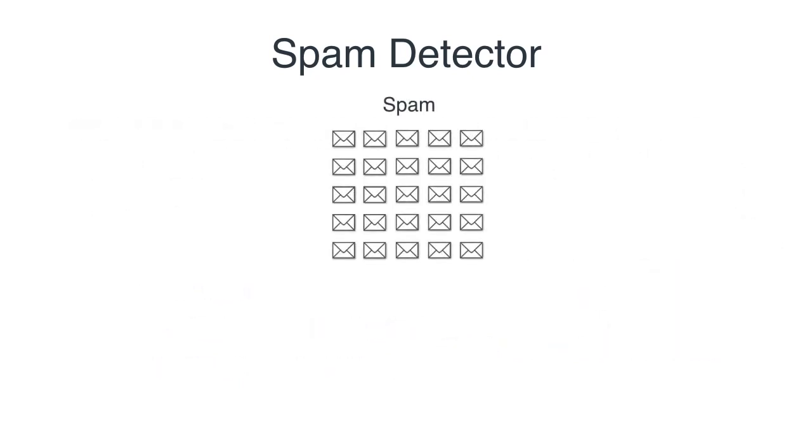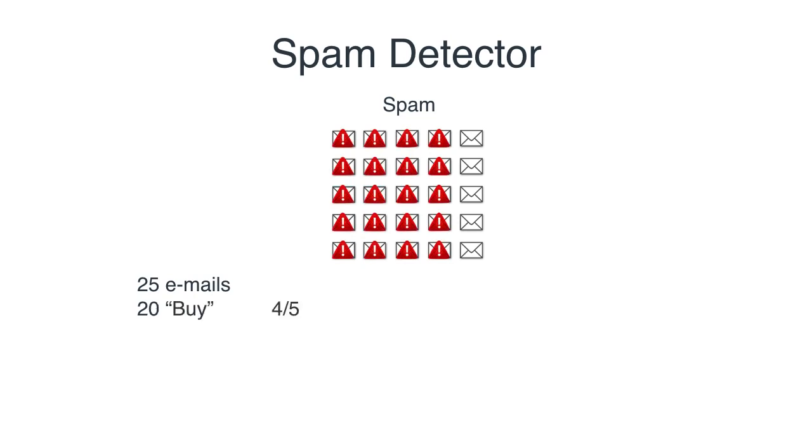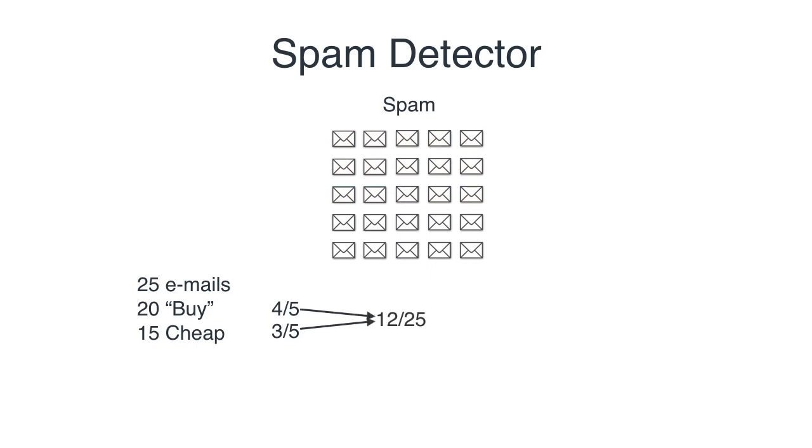We had 25 spam emails, and 20 of them had the word buy, and that's 4/5. And 15 of them had the word cheap, that's 3/5. So we can imagine that the product of this is 12 divided by 25. So we could assume that on average 12 emails here out of 25 would contain the words buy and cheap.